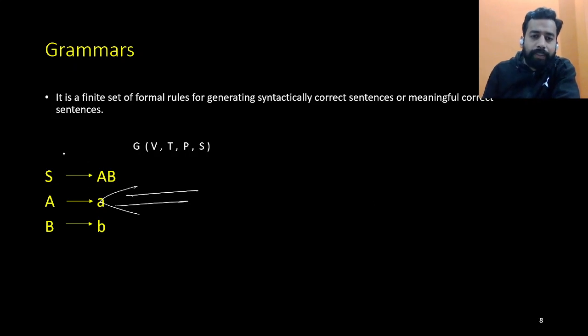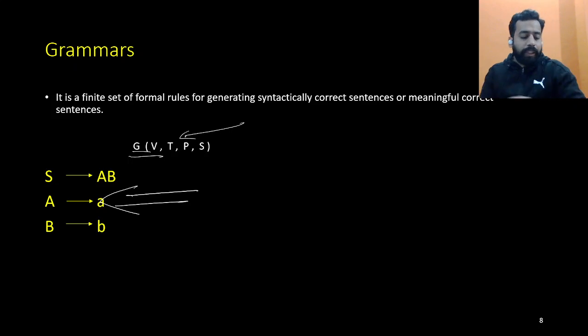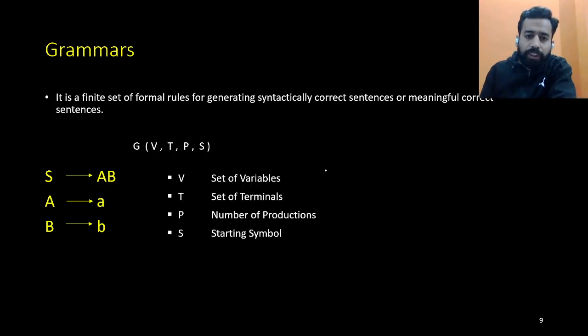So what is written here? Let me first tell you about the attributes. For example, G is a grammar. We are defining a grammar by G. G has the following four attributes: V, T, P, S. What are V, T, P, S? Let me tell you about them first. V is considered the set of variables.